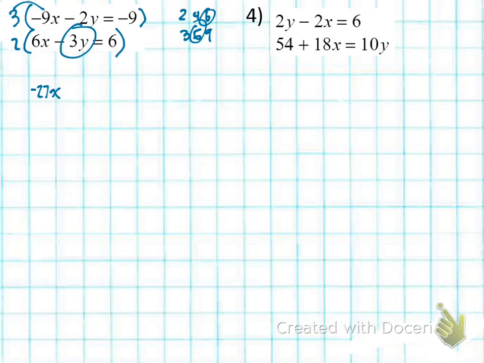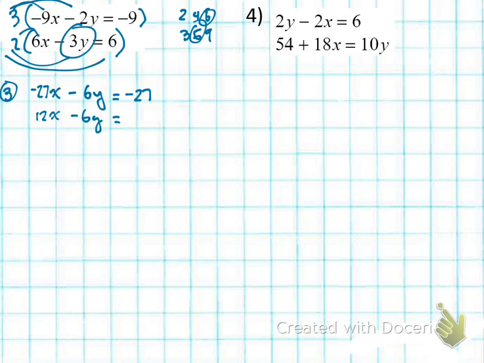Okay, so 3 times negative 9 is negative 27. 3 times negative 2 is negative 6y. And then 3 times negative 9 is negative 27. Okay, so this is our new equation 3. Okay, next one. 2 times 6 is 12x. 2 times negative 3 is negative 6y. And then 2 times positive 6 is positive 12, okay? So now we have a new equation 4.